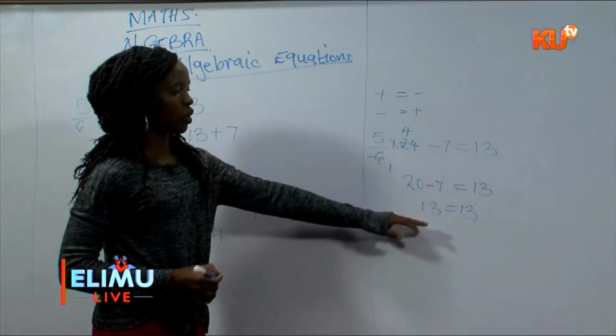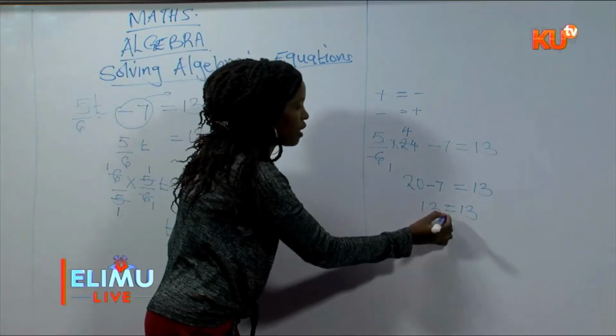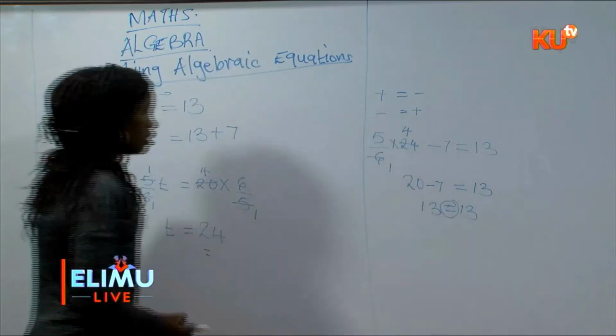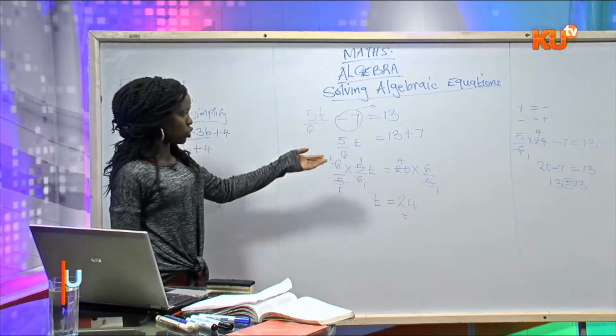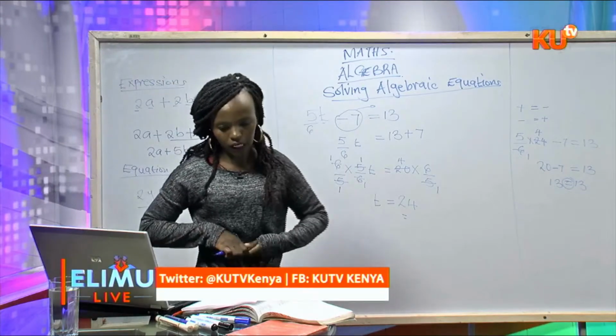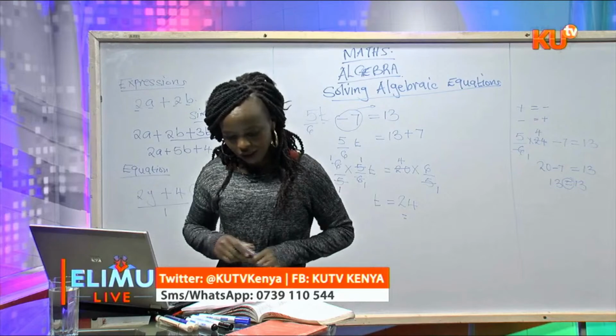So it is an equation that is equal. That's why we have the equal sign. So with that now, pupils, you can prove whether your answer is correct. So we look at another example.